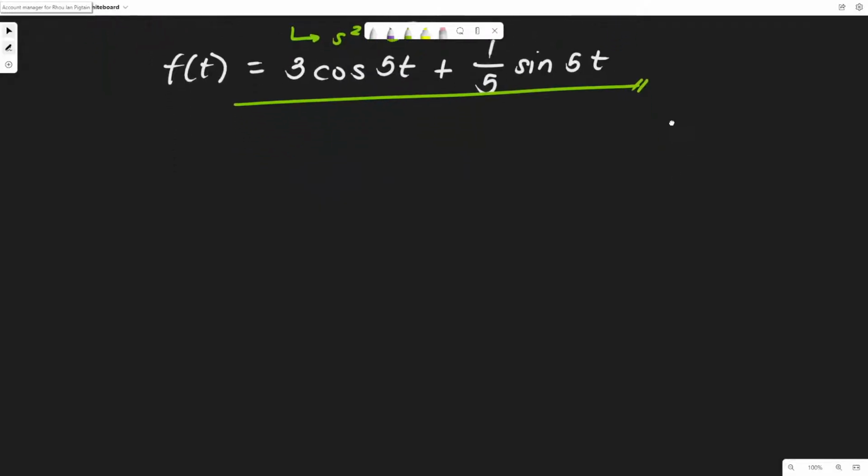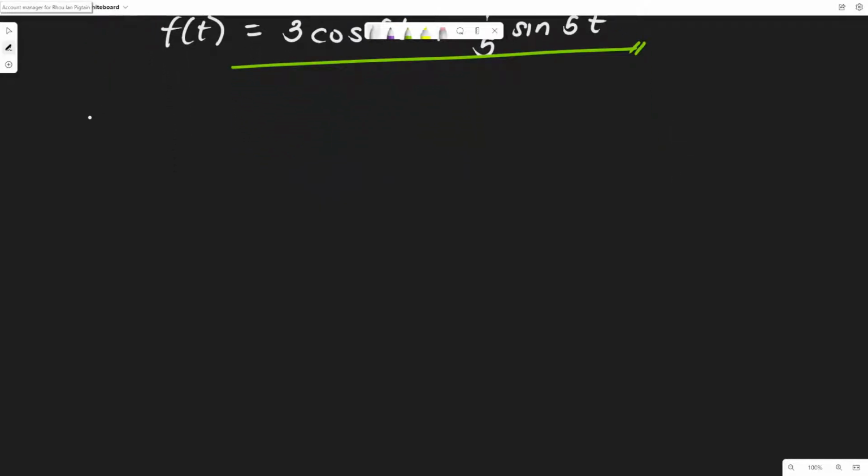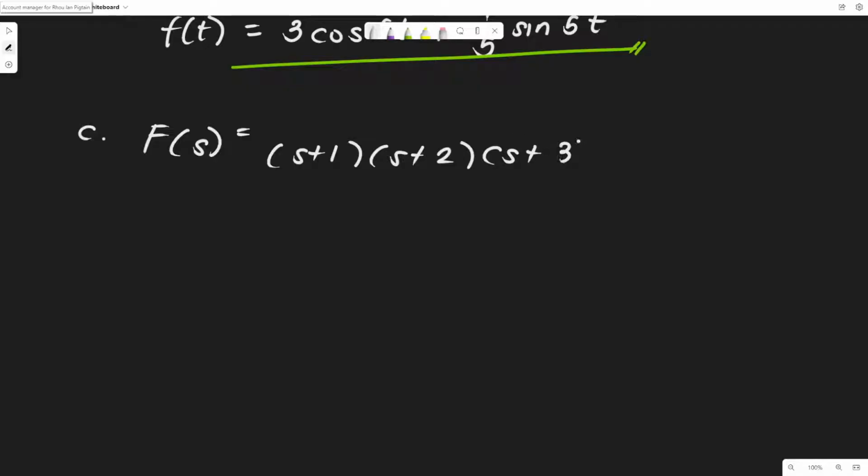Okay, letter C. Ito C medyo maduguto ng konti lang naman. So f of s is equal to s plus 4 over s plus 1, s plus 2, s plus 3. Okay? So, what is the inverse Laplace transform?